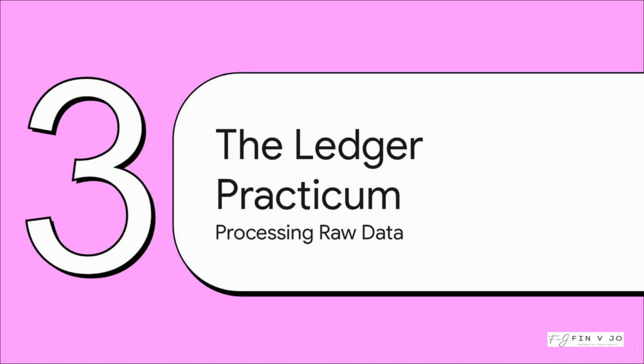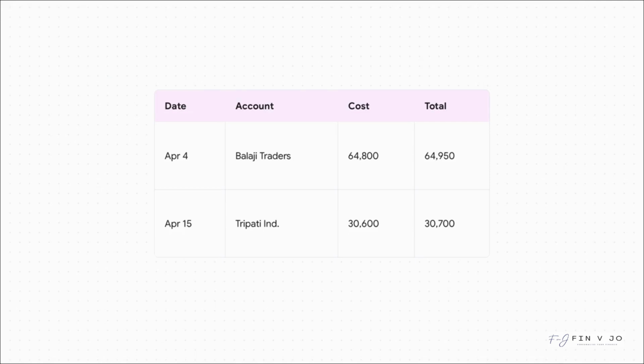Okay, moving on to part 3, the ledger practicum. It is time to roll up our sleeves and actually process some raw data, just like the pros do. All right, take a look at this. Here is a purchases book in action. We've got 2 transactions here that successfully made it past our bouncer.